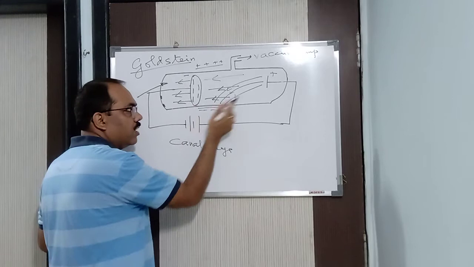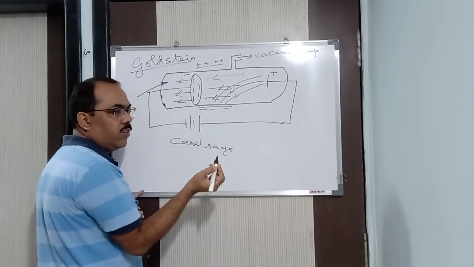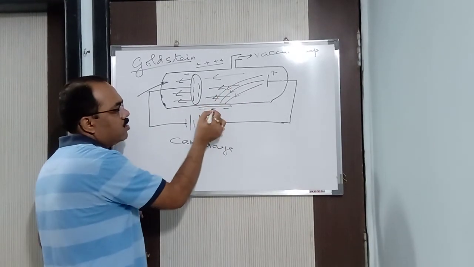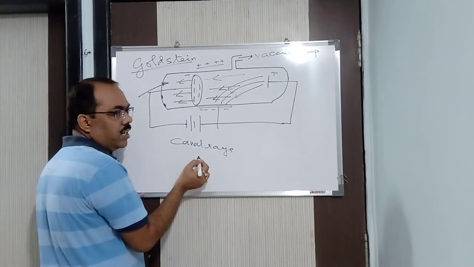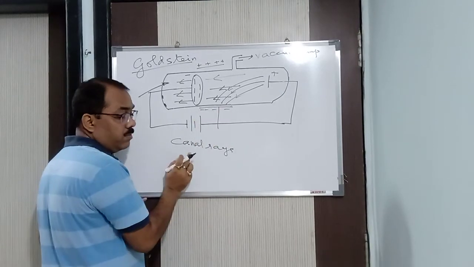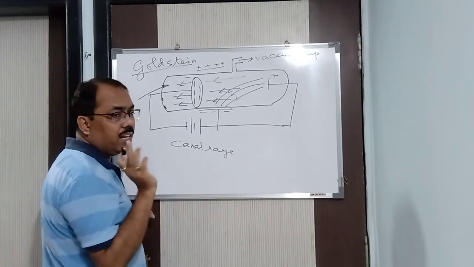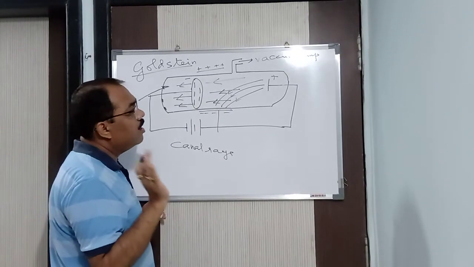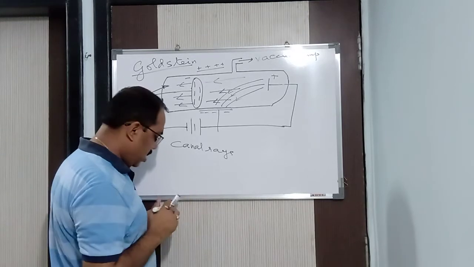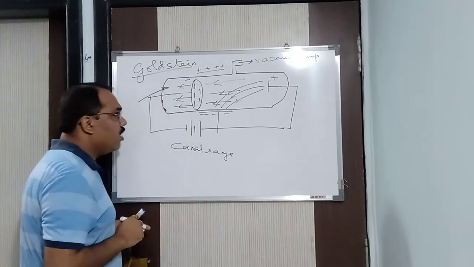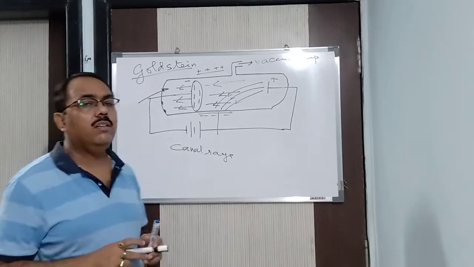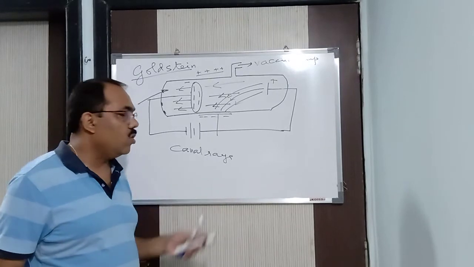Are you able to understand? The rays are positively charged. How do we come to know? Because the rays bend towards a negatively charged plate. The rays are bending towards a negatively charged plate. It's not bending toward the positive, it bends towards the negatively charged plate. By that it's been proved that rays are positively charged. Okay? In this way, the discovery of the protons was done.